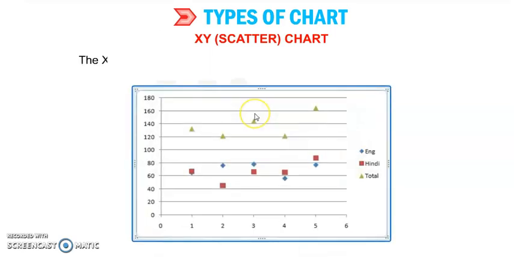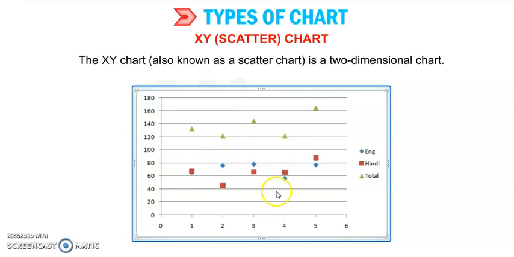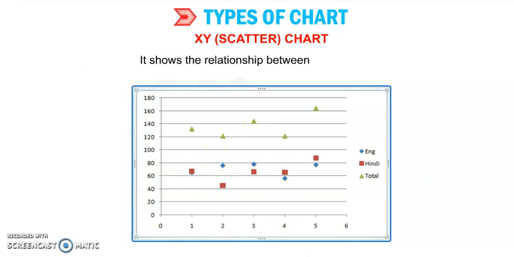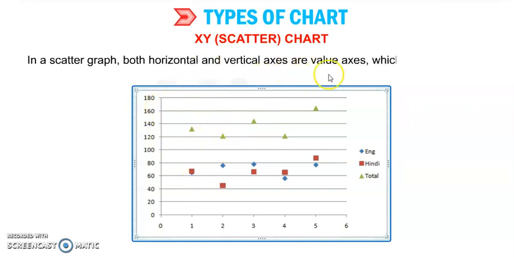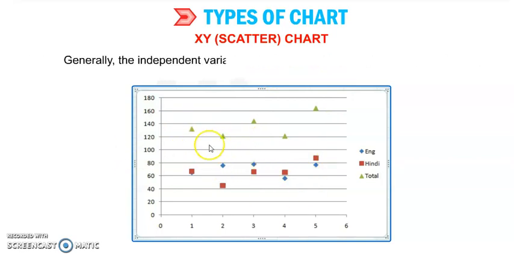Next type of chart is XY scatter chart. Okay, XY scatter is a two-dimensional plot. It shows the relationship between two variables. In a scatter graph, both horizontal and vertical axes are value axes which plot the numeric data. Generally, the independent variable is on the x-axis and the dependent on the y-axis.